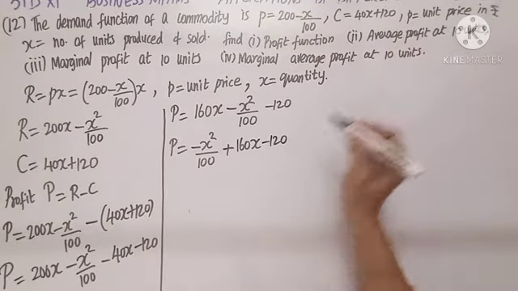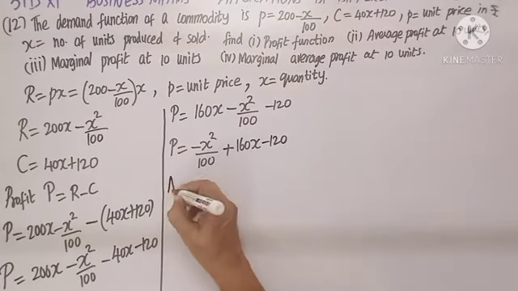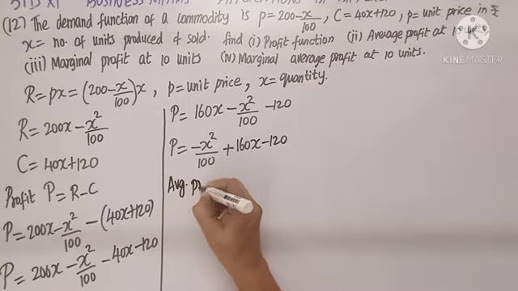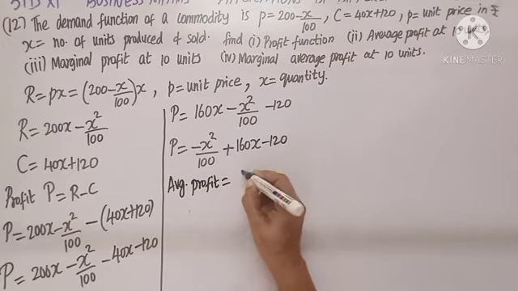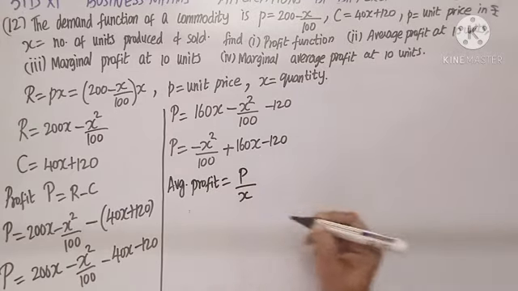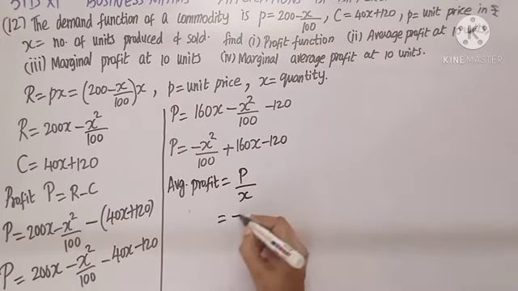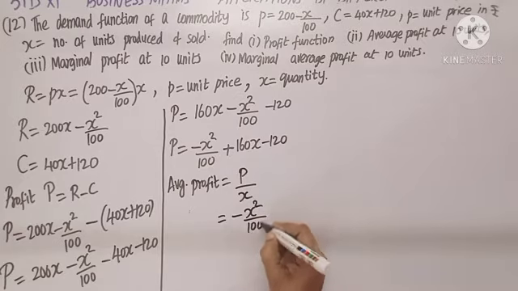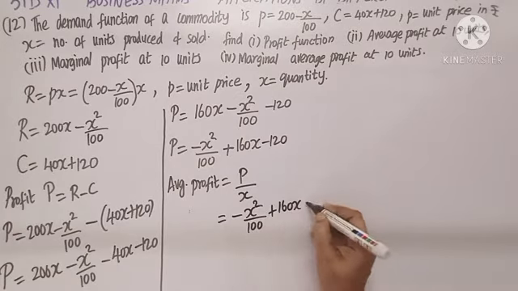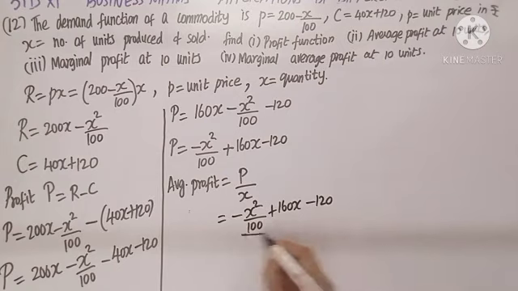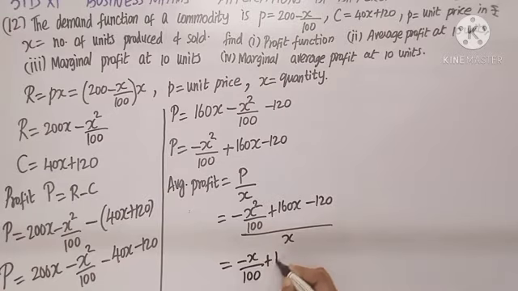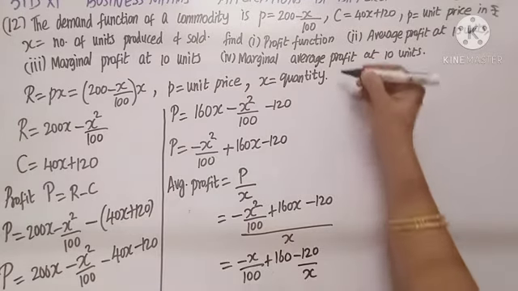Second subdivision, we need average profit. How to get average profit? Whatever is the profit, divide by x. Or I get minus x square by 100 plus 160x minus 120, the whole thing by x. As I divide, minus x by 100 plus 160, x and x cancels, minus 120 by x.